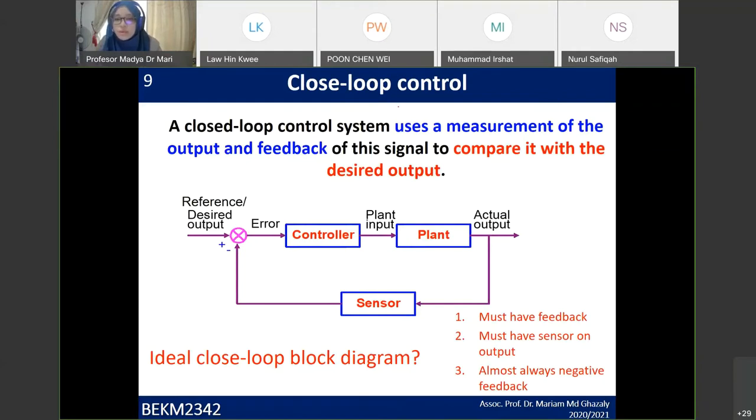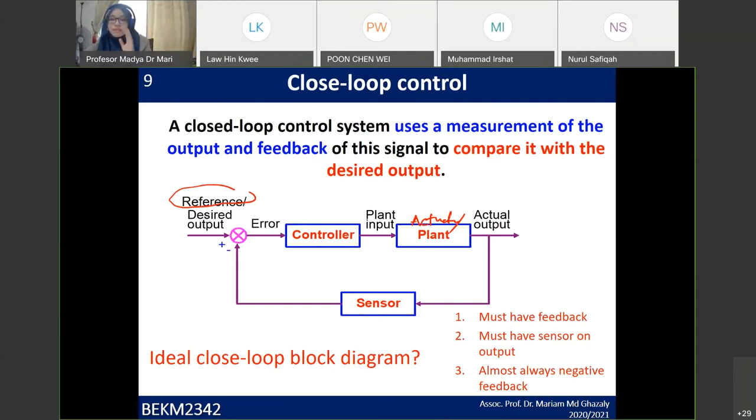So let's look at the closed loop. A closed loop system uses a measurement of the output and feeds back the signal to compare it with the desired output. So you have a plant over here, plant or actuator. Assume the actuator is a plant. A plant is a bigger scale where you have the actuator, the mechanism and so on. The output is what you want to collect data from. This output is compared with the desired input, which in control we normally call the reference set point.